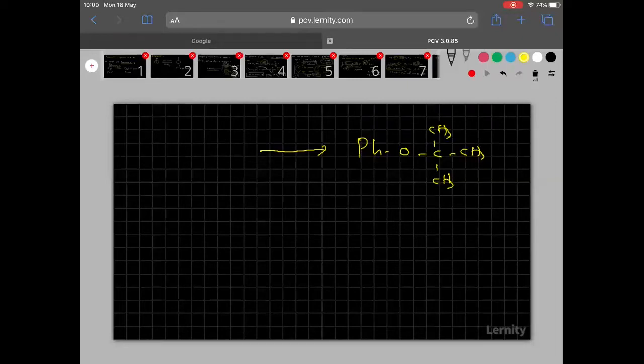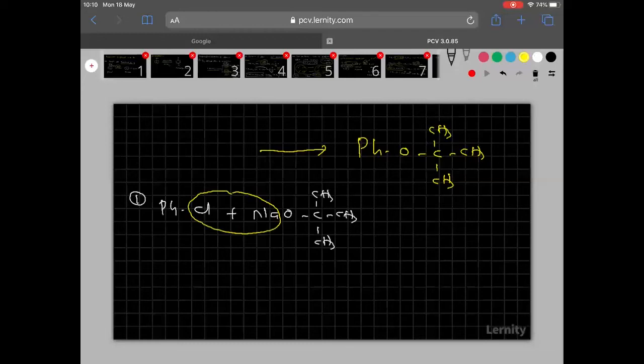Okay, here I am suggesting two methods. Tell me which is correct and which is wrong. So, first one, see clearly, first one is PhCl reacting with NaOC(CH3)3. Is it clear? So, if you remove this NaCl, then you may get this ether. That is one pathway.